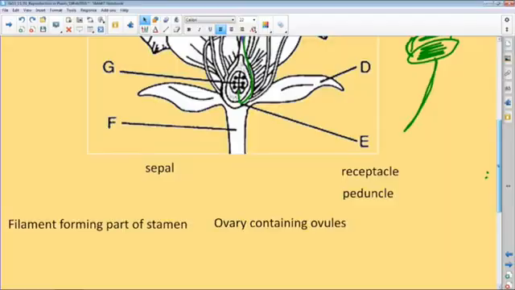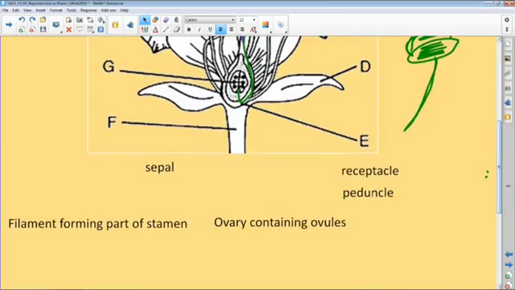Okay. Let's have a look what else we've got here. We've got the filament forming part of the stamen. Sorry, I'll keep saying stigma today.